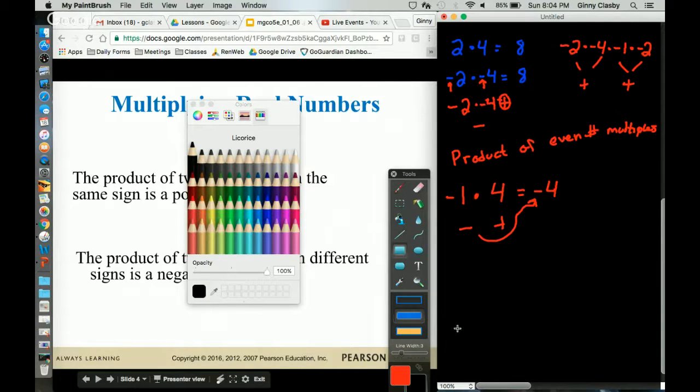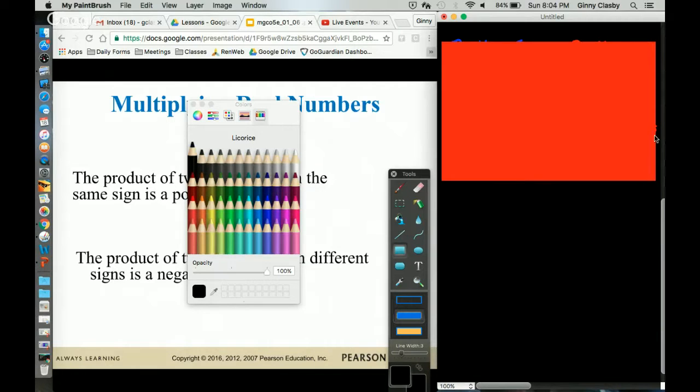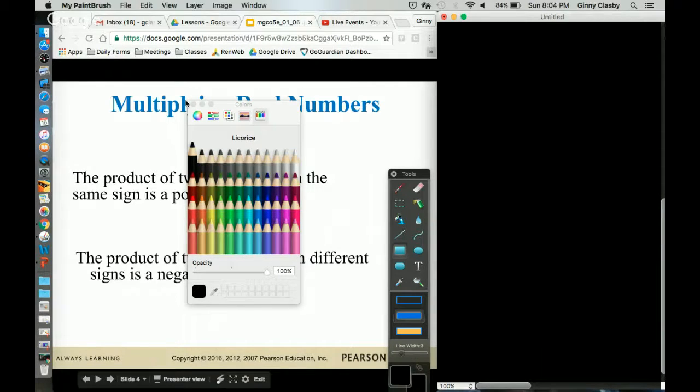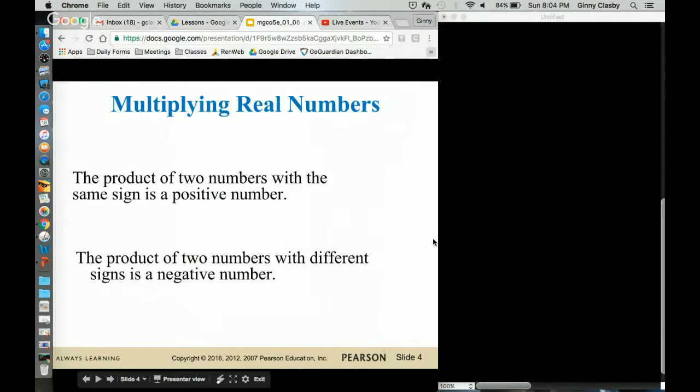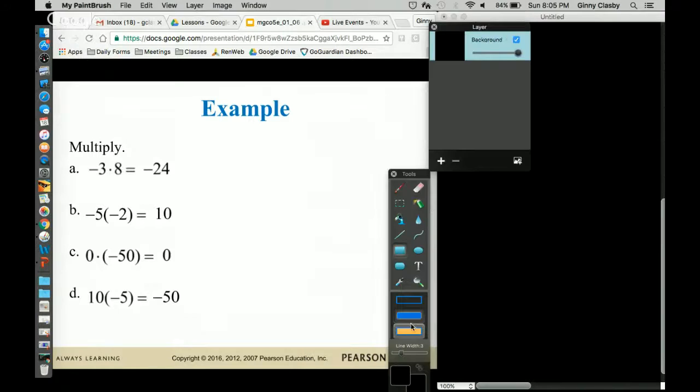Hopefully this is nothing new quite yet. Hopefully, if it is, we have plenty of time to make up ground, so that's not a problem. So product of 2 numbers, the same sign, is going to be positive, whether it's 2 negatives or 2 positives. Product of 2 numbers with different signs is going to be a negative number. All right. So here's some examples for you to work on with that.